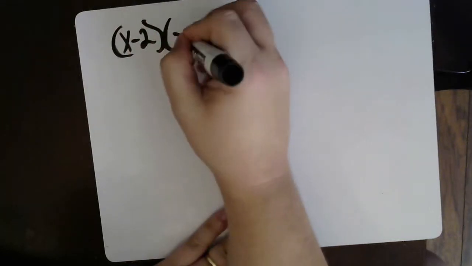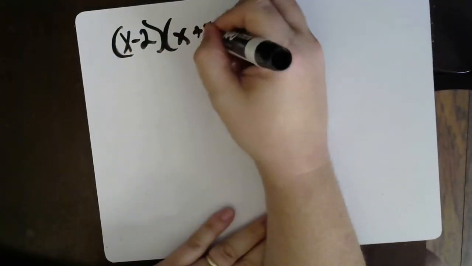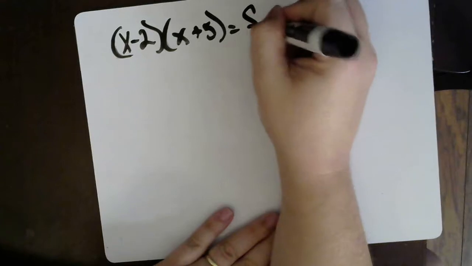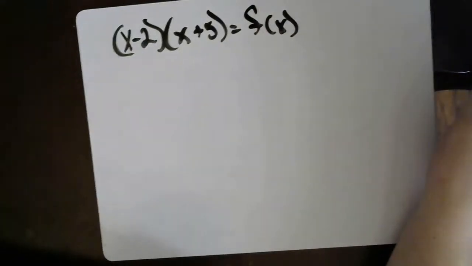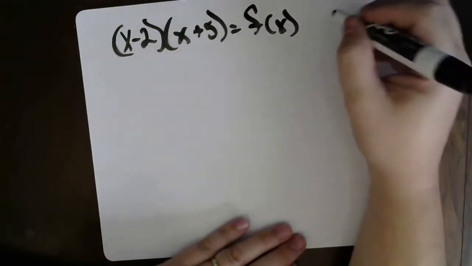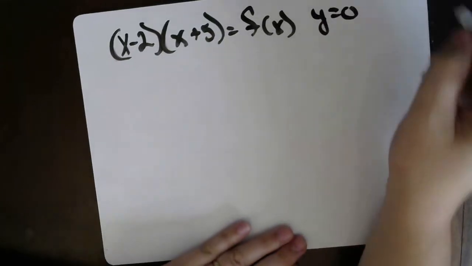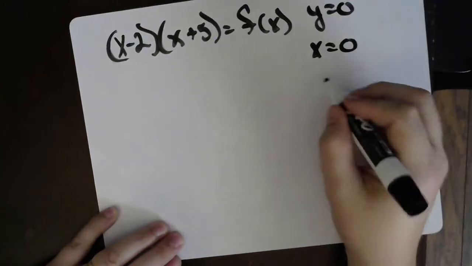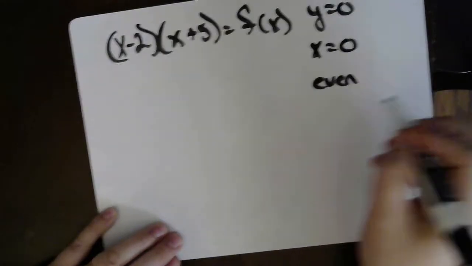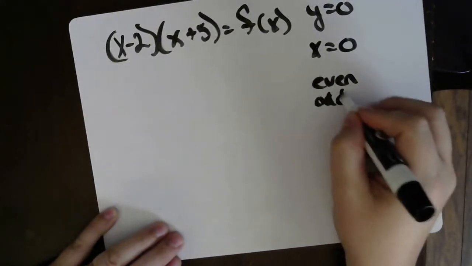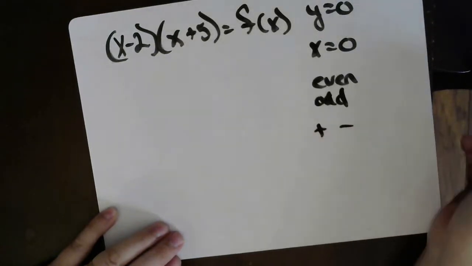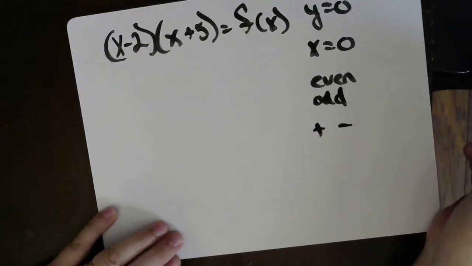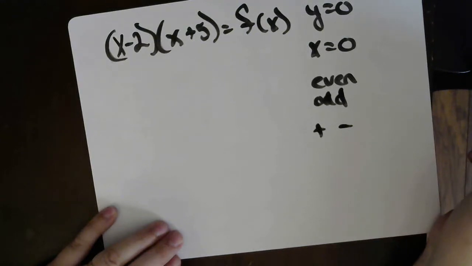So let's have multiple factors. We know what x minus 2 is. We're going to keep that. And then let's do x plus 5. What is this? So again, let's test this out. We're going to do what happens when y is 0, what happens when x is 0. Is this even or odd? Is this positive or negative? And that should be enough for us.